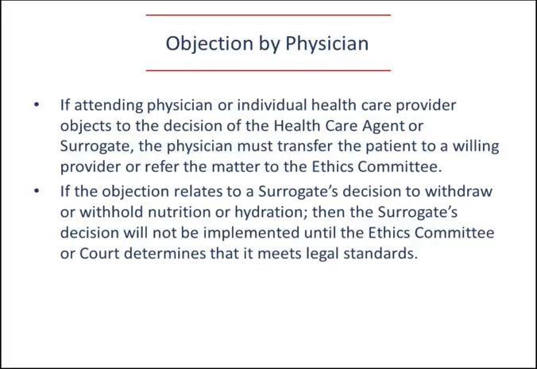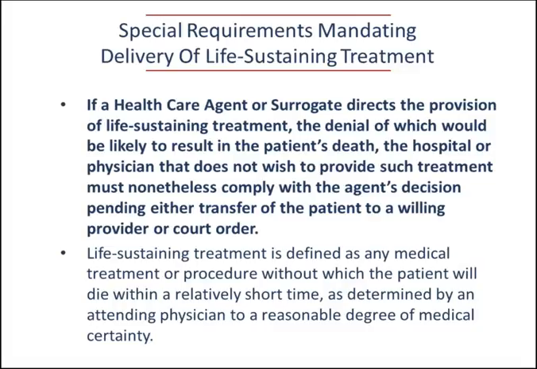If the objection relates to a surrogate's decision to withdraw or withhold artificial nutrition or hydration, then the surrogate's decision will not be implemented until the ethics committee or a court determines that it meets the legal standards. This is a specific exception that is provided in the Family Healthcare Decisions Act that applies just to matters of withholding or withdrawing artificial nutrition or hydration. There are special requirements now in the laws that were added at the same time that the Family Healthcare Decisions Act was promulgated in 2010.